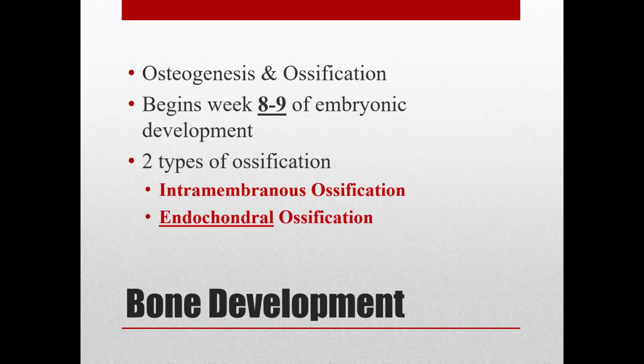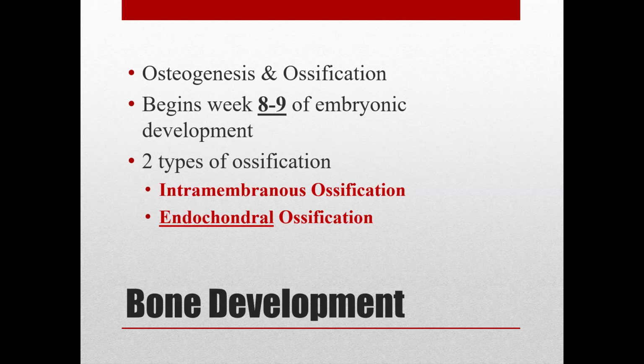Okay, here we go. Beginning in the 8th week of development, we get our two types of bone growth. Using what we learned last time, these two terms point to the two processes that take place to build your skeleton. The first one is going to build the flat bones of the skull and sternum. That's intramembranous. Just think skull and sternum.